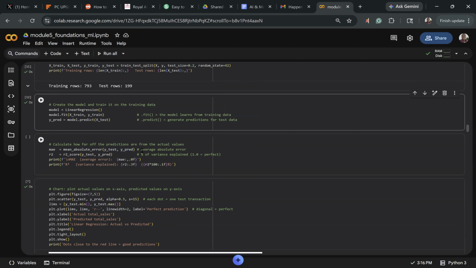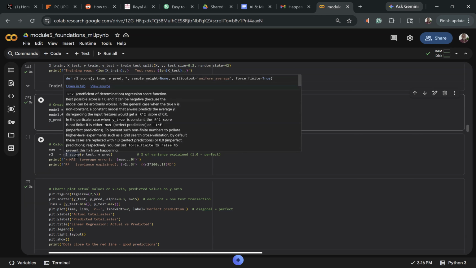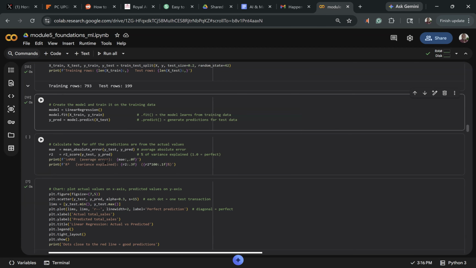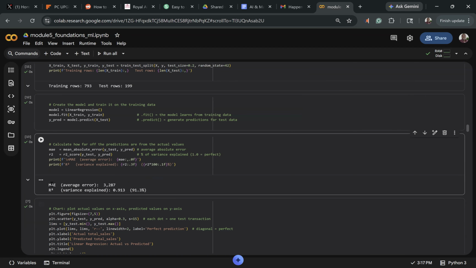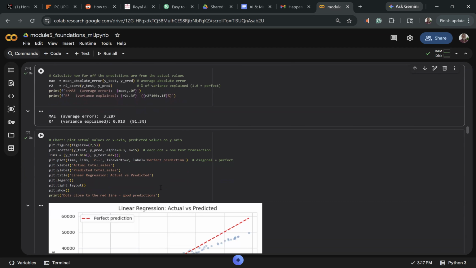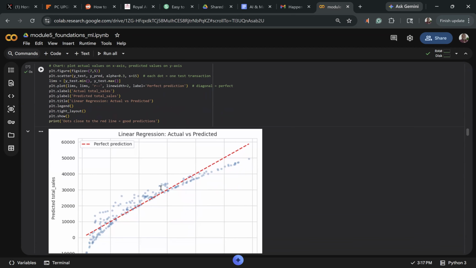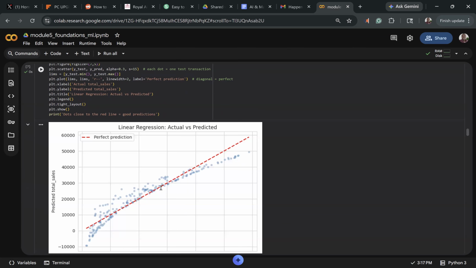So here we have our average absolute error. So here we have our R squared. So this is how you get your R squared. So all of this, if we print it, we have our mean average error to be 3,287. Then we have our R squared. That means that the model was able to explain 91% of the data points clearly. Quickly, let's show the charts to show how a linear regression operates.